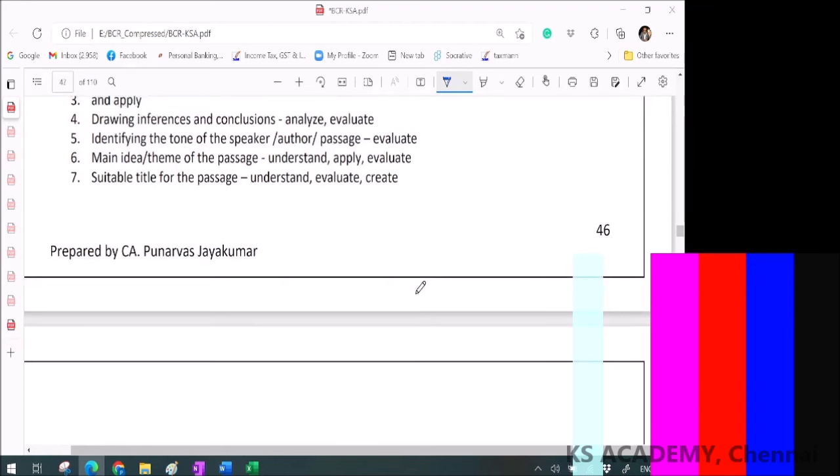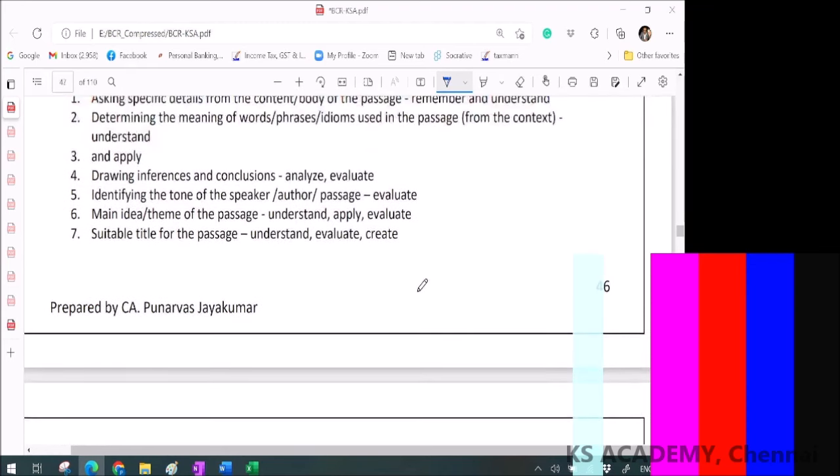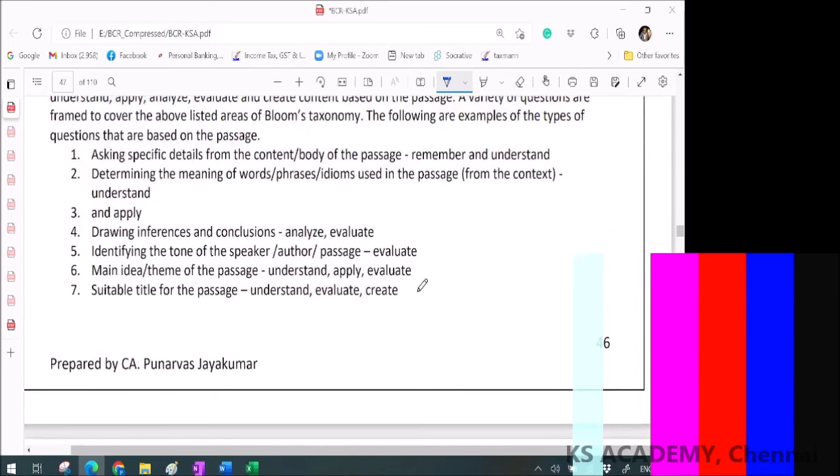Yeah. So what you need to understand here is whether I have to see the entire passage and then the questions? No. First the questions, then the passage. And in the passage, you should understand what they are trying to ask. That is what we need to see.